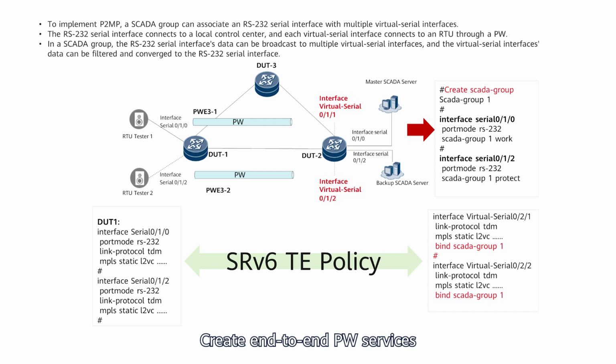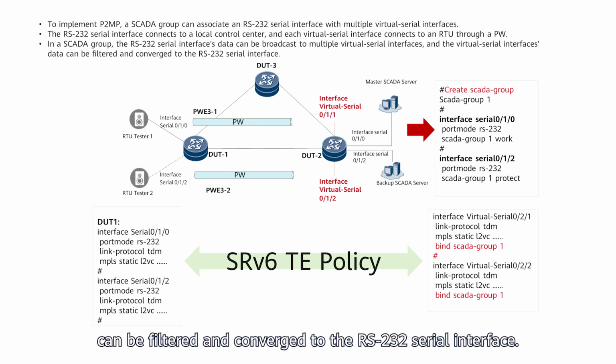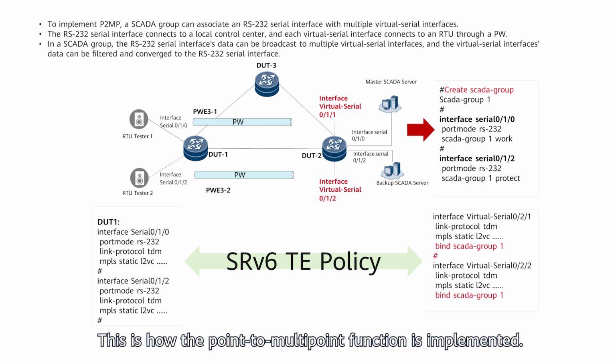Create end-to-end PW services between the virtual serial interfaces and the physical interfaces of the remote RTUs. In a SCADA group, the RS232 serial interface's data can be broadcast to multiple virtual serial interfaces. The virtual serial interfaces' data can be filtered and converged to the RS232 serial interface. This is how the point-to-multipoint function is implemented.